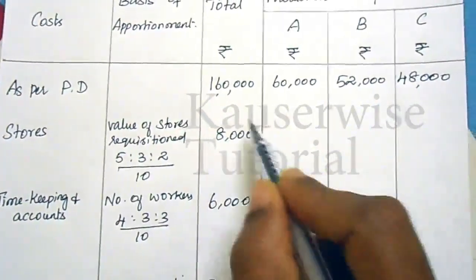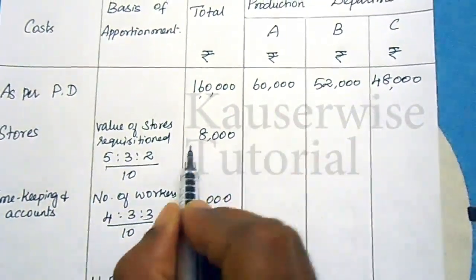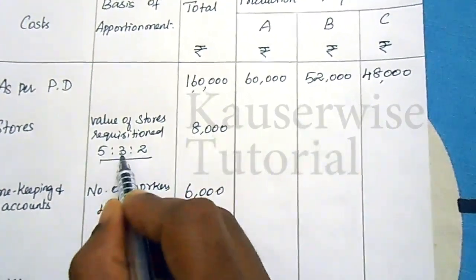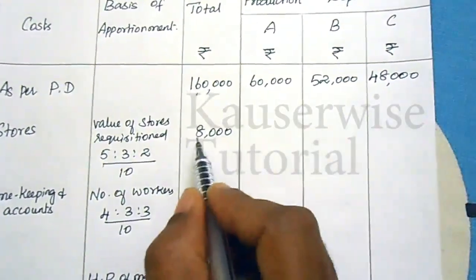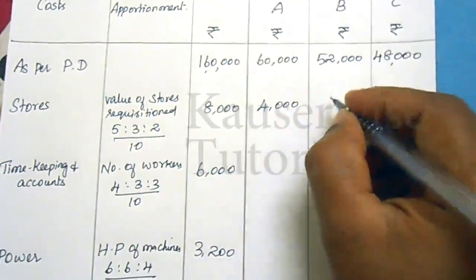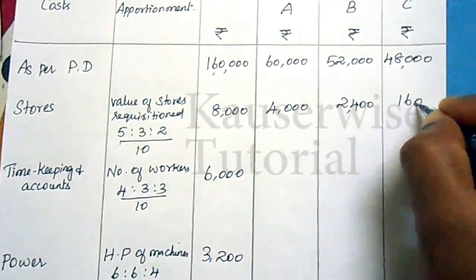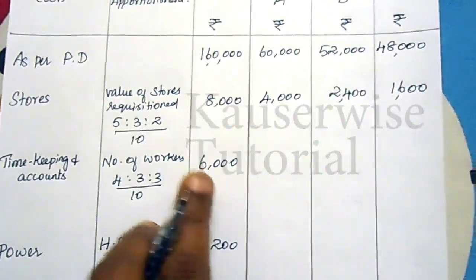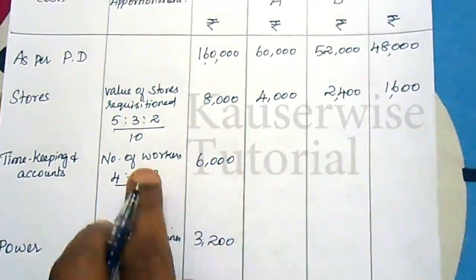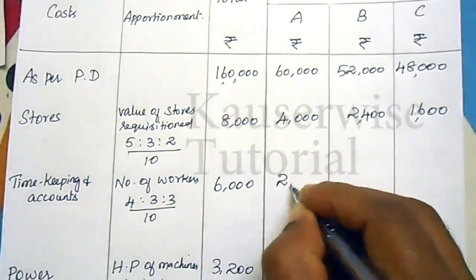Now, divide 8,000 based on the basis of apportionment. For department A, 8,000 into 5 by 10. For department B, 8,000 into 3 by 10. For department C, 8,000 into 2 by 10. For timekeeping and accounts, for department A, 6,000 into 4 by 10. For department B, 6,000 into 3 by 10. For department C, 6,000 into 3 by 10.